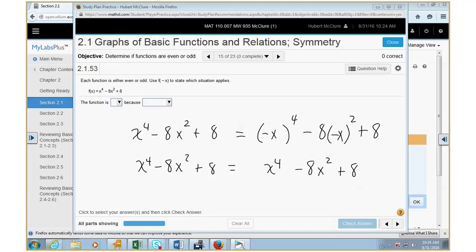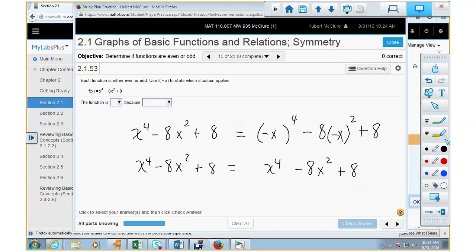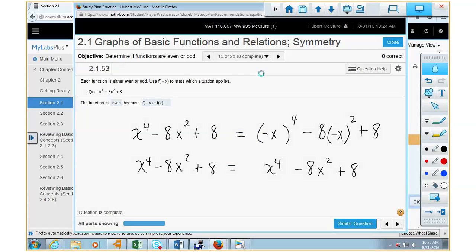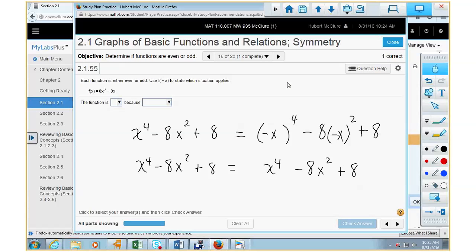So what can you tell me about this function? That means it's symmetric around the y-axis, which is even. So you take your handy dandy cursor and you put even, because f of negative x is equal to f of x. All right, you try that one.